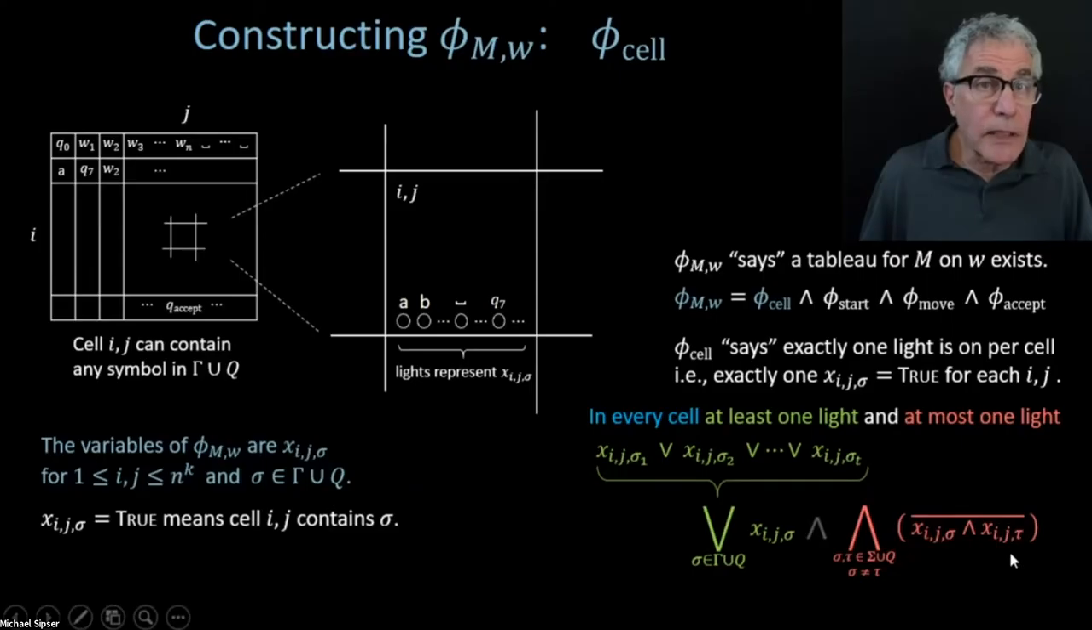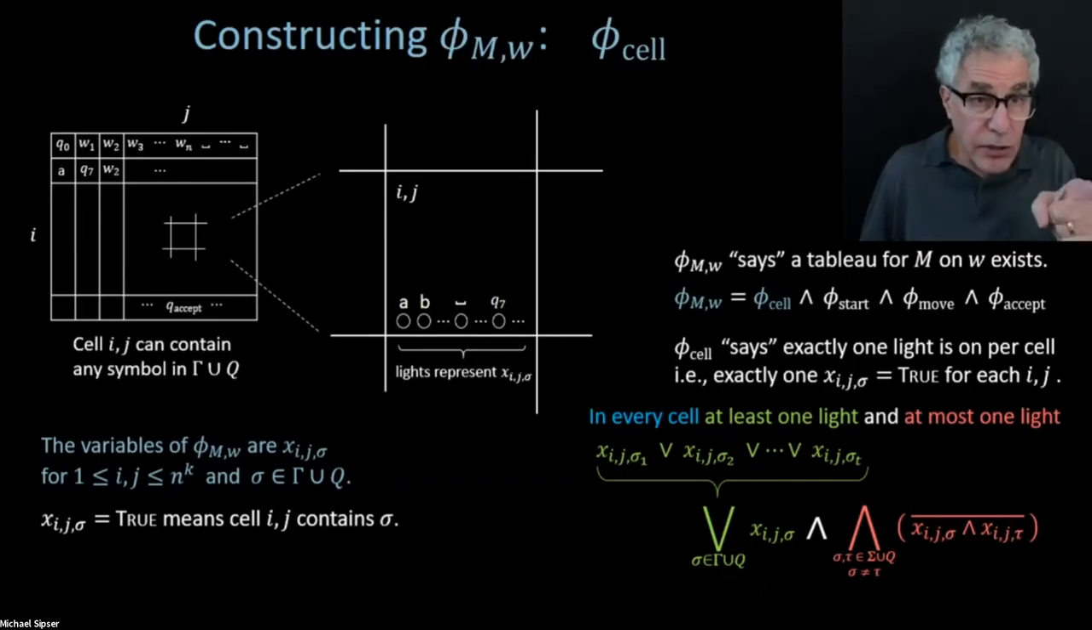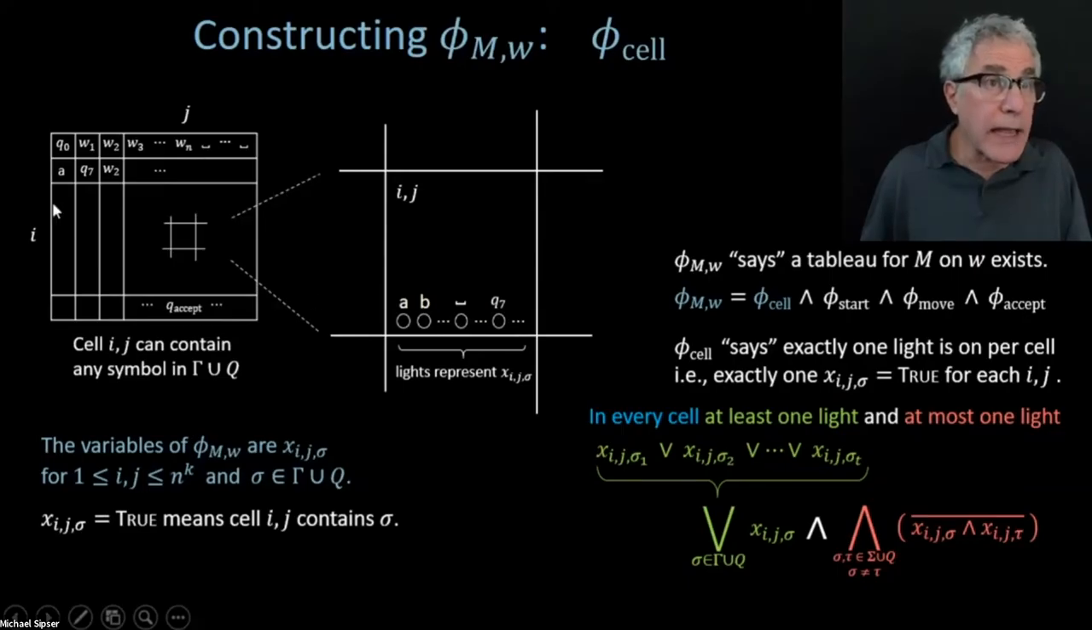I'm going to take these two formulas and AND them together. And this tells me in the cell ij, exactly one of the variables is true. Exactly one of the lights is on. And that's going to represent which symbol goes into that cell. And then I want to take the AND over all possible cells to make sure that I apply that everywhere. And so I do an AND for i and j ranging between 1 and n to the k to apply this logic throughout the picture.